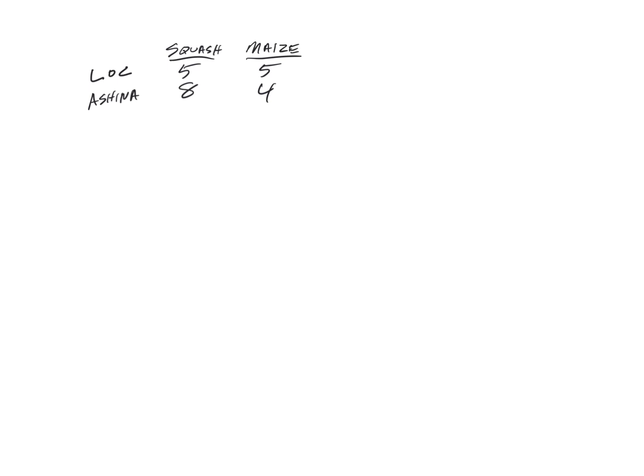We're going to do one of the homework problems here. The one I have is for Locke and Ashina, and they can produce squash or maize. Okay, so here we go. Locke can produce 5 pounds of squash or 5 pounds of maize. Ashina can produce 8 pounds of squash and 4 pounds of maize per acre.